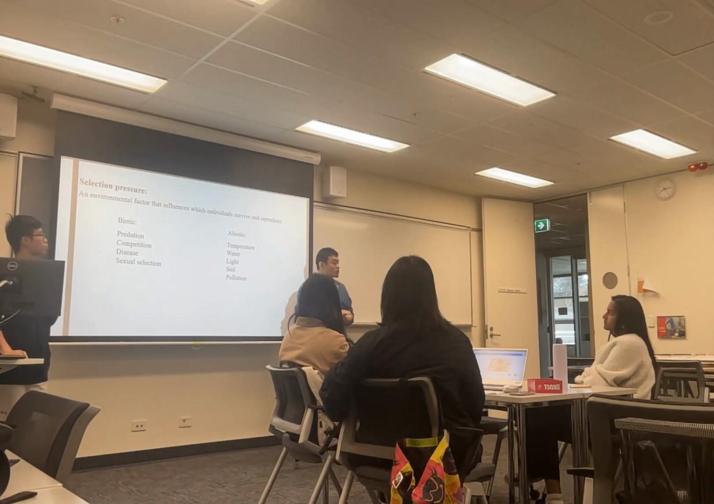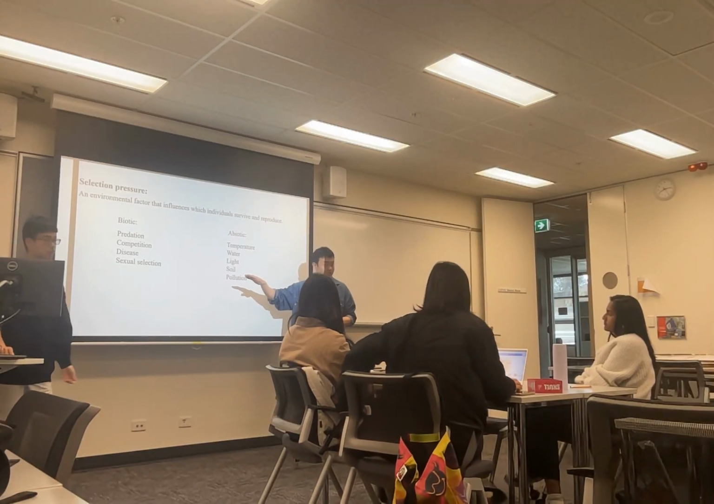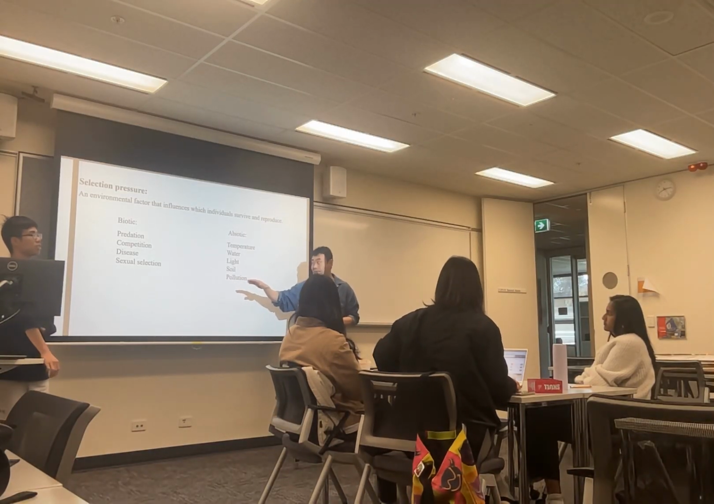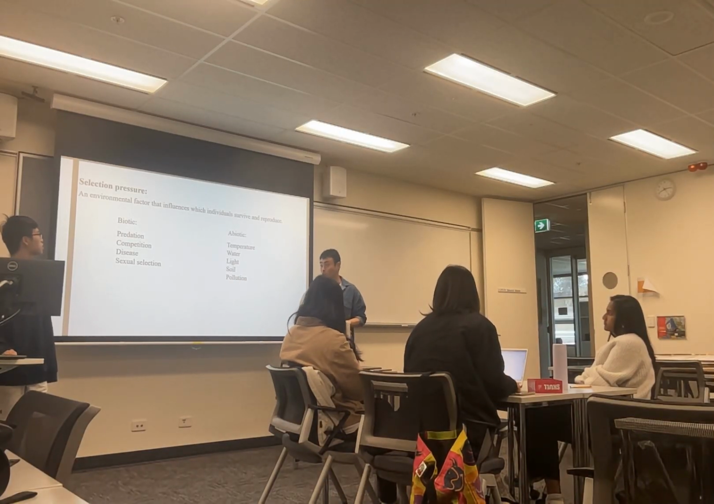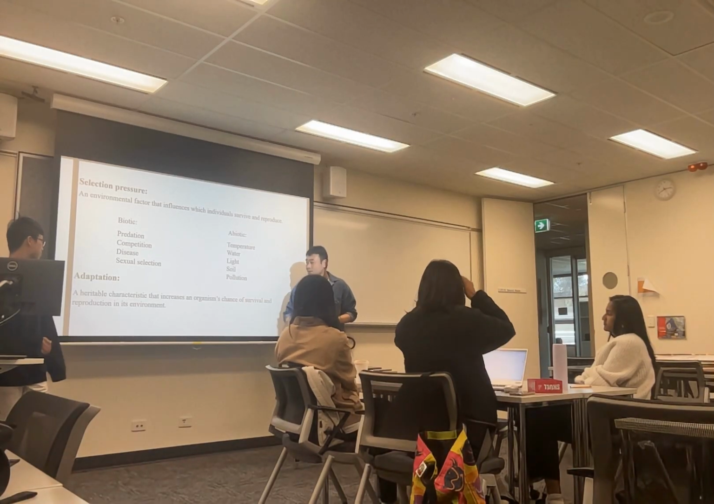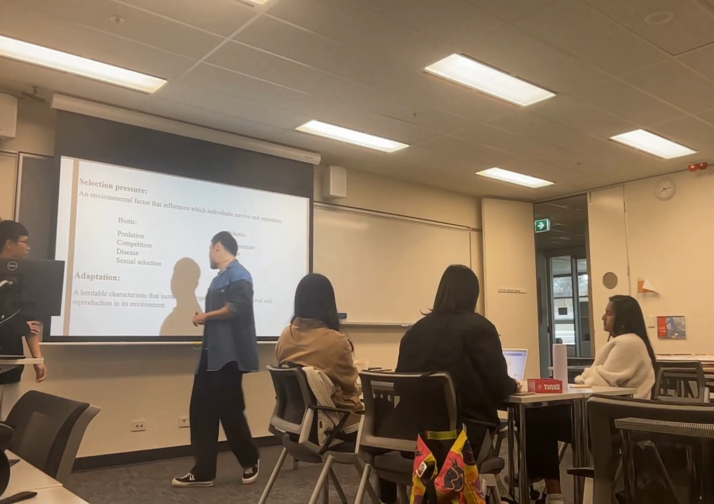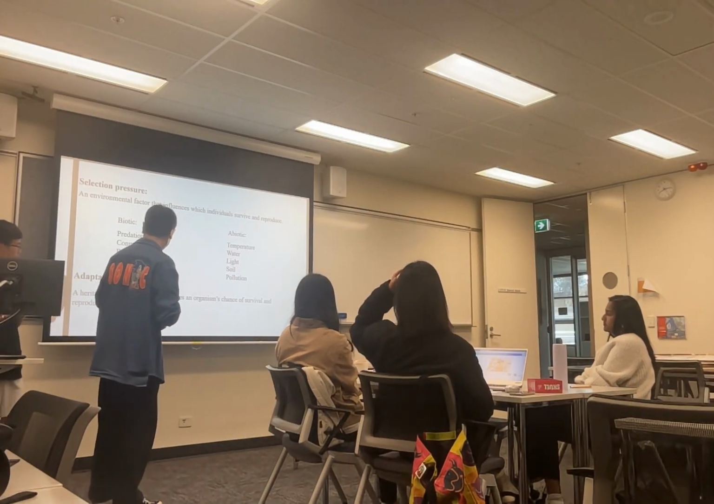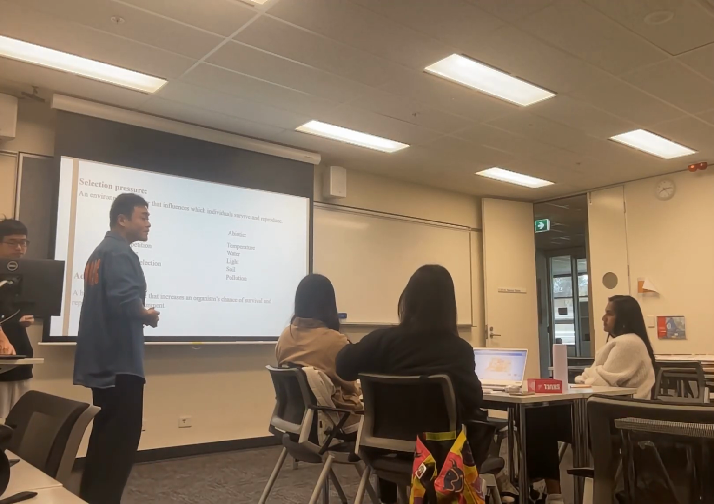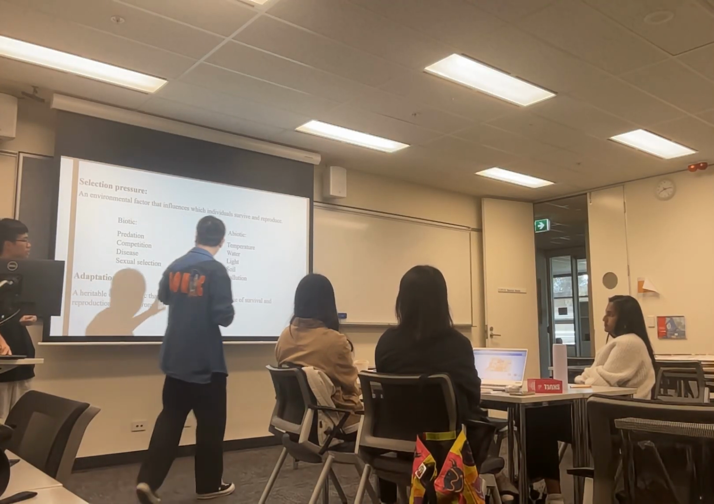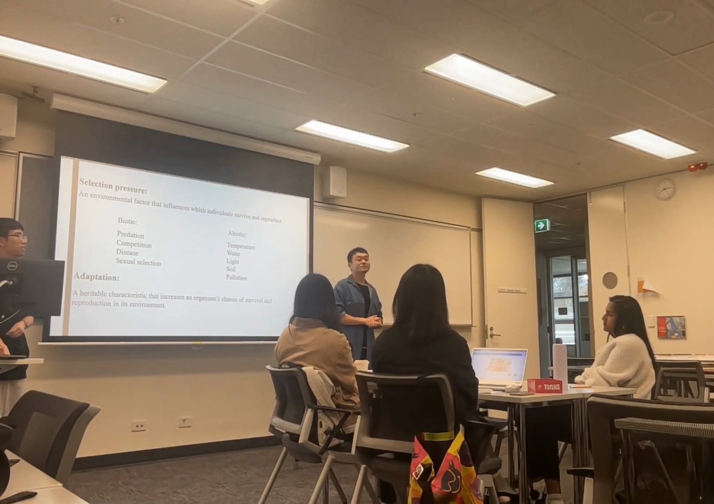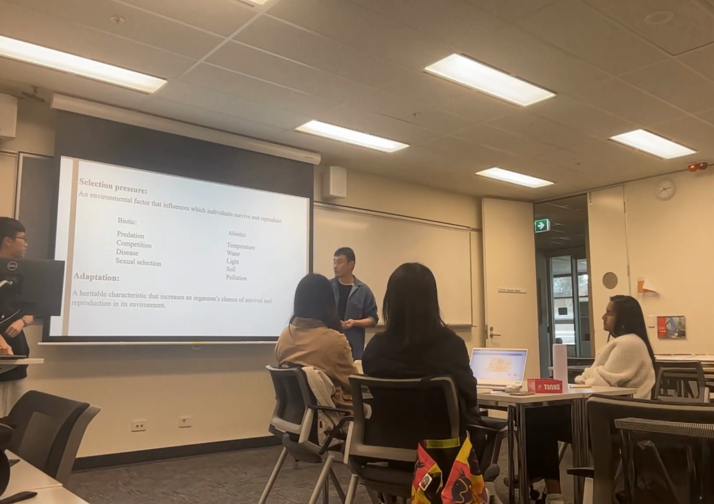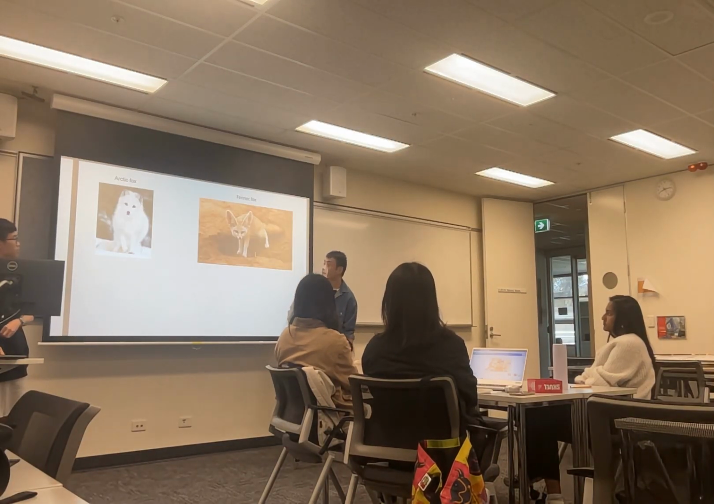Which means the animals living there will face these factors, which will lead them to show adaptation to the environment. So adaptation is a heritable characteristic that increases an organism's chance of survival and reproduction in its environment. Okay? So is everyone clear with these 2 definitions? And then any question? Nope. That's all right. Let's go to the next part.